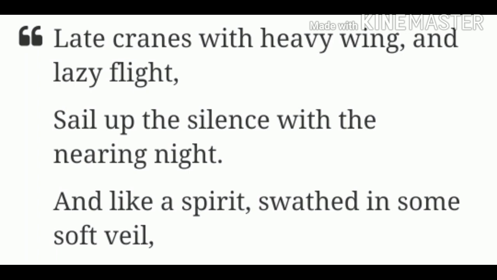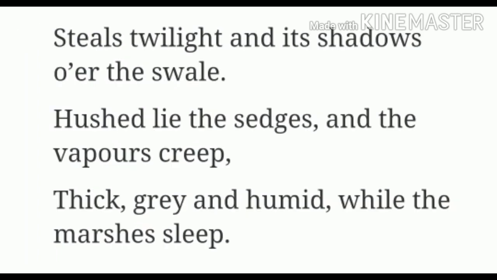The darkness comes over the land, steals twilight and its shadows over the swale. Swale means marshes, the wetlands. Here the poet says the darkness comes over the land and takes away the remaining bits of twilight, takes away the light completely, and now it is dark, it is night. Now there are shadows over the marshes, over the marshlands, or the low valleys in mostly flat marshes.